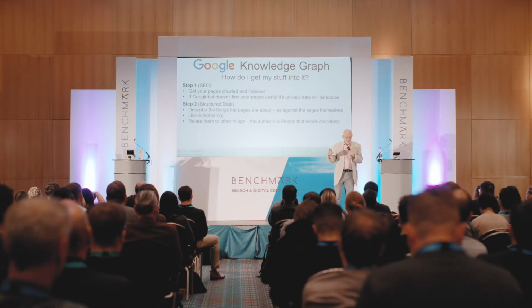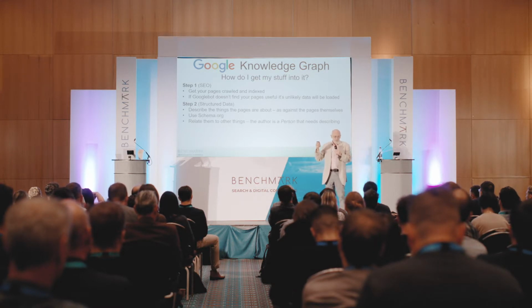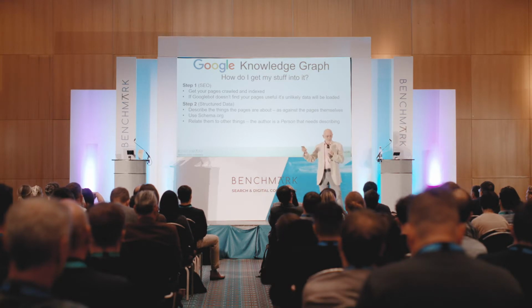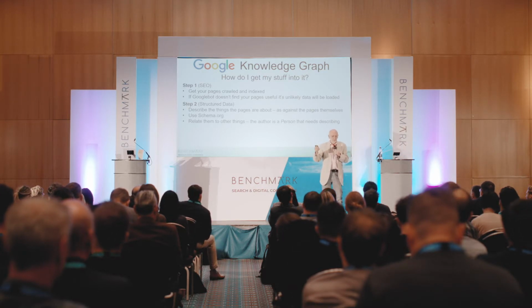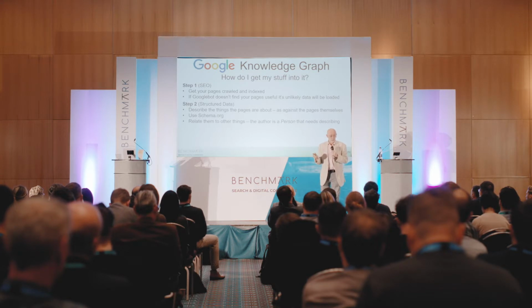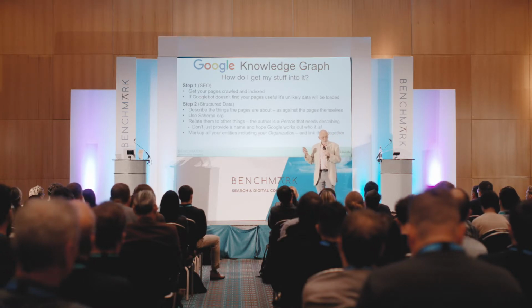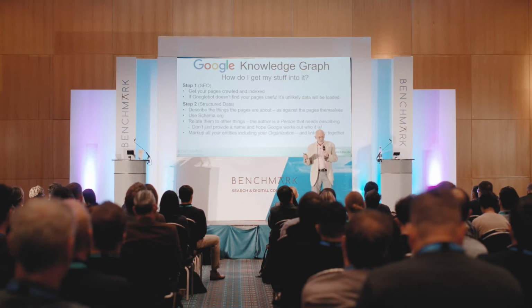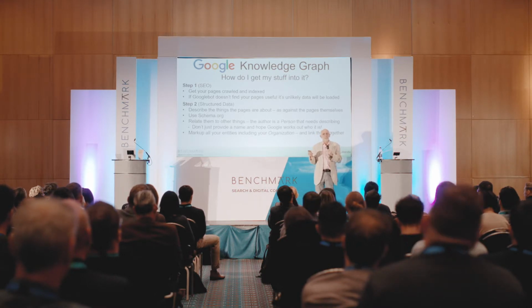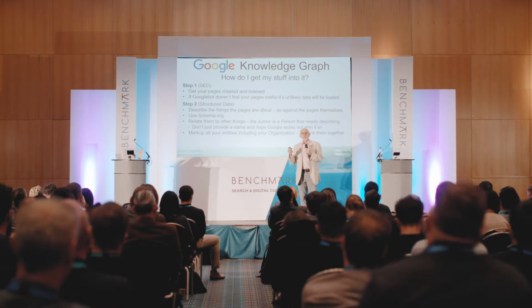The author of a book or the publisher of an article is a person or an organisation that needs describing. Don't just provide the author's name and hope Google will work out who the heck it is. Mark up all your entities on your site, including your organisation, and link them together. A lot of people miss the point.